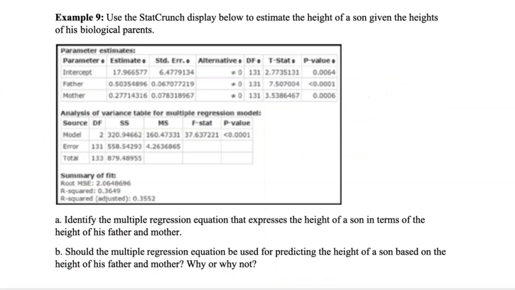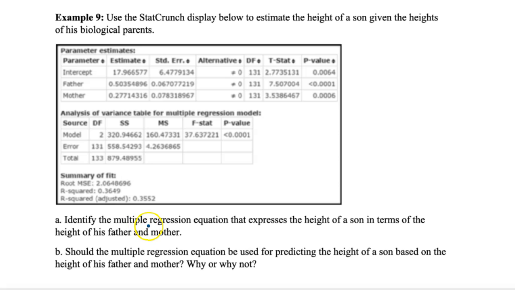Example 9, we're using a StatCrunch display below to estimate the height of a son given the heights of his biological parents. Now, if we're looking at this display, we can see that there's a lot of stuff that we probably don't need. In fact, at this point, there's a lot of stuff that we don't really know what it means. And that's completely okay. We're just looking for what we need.